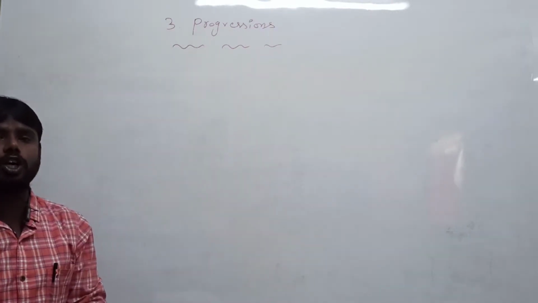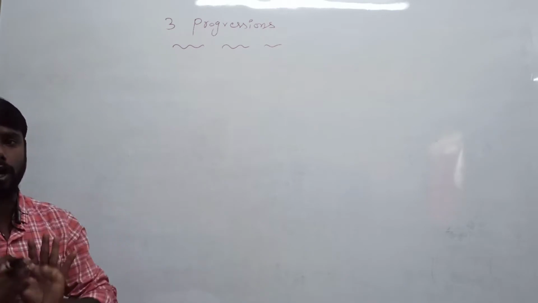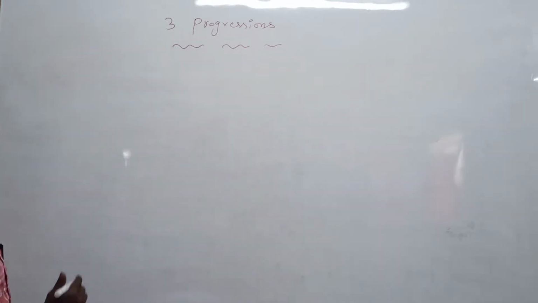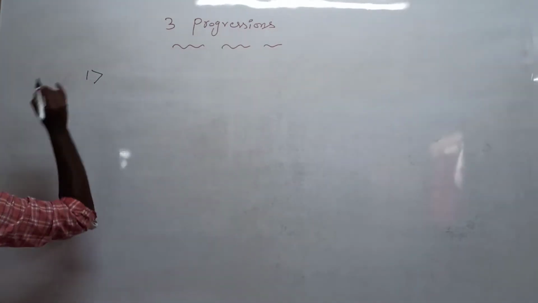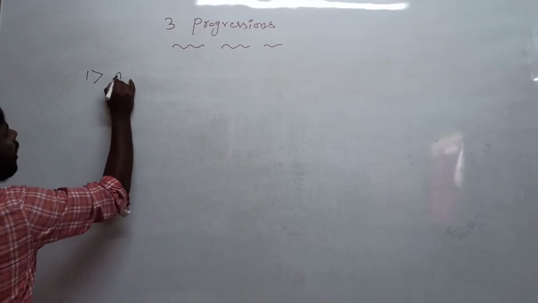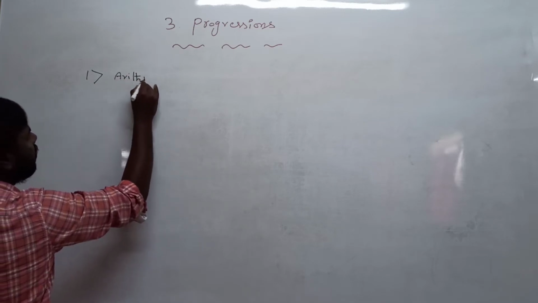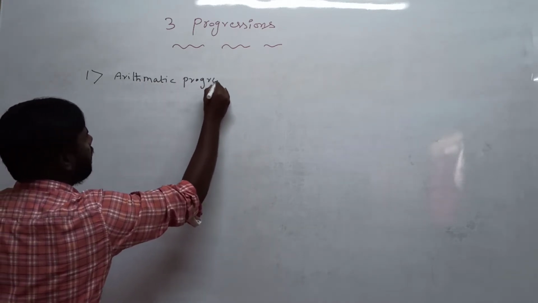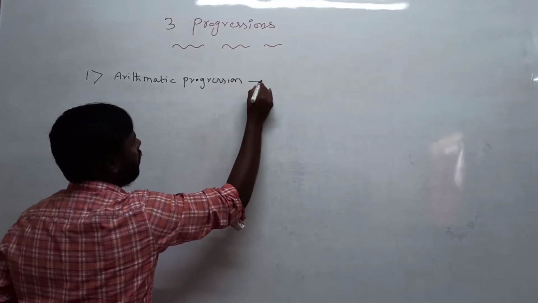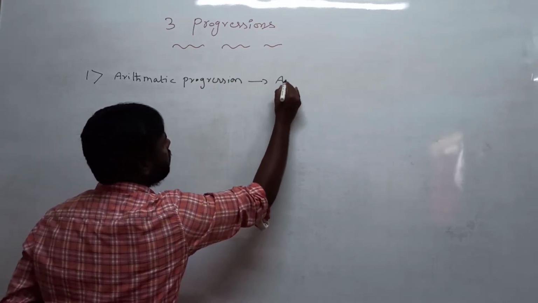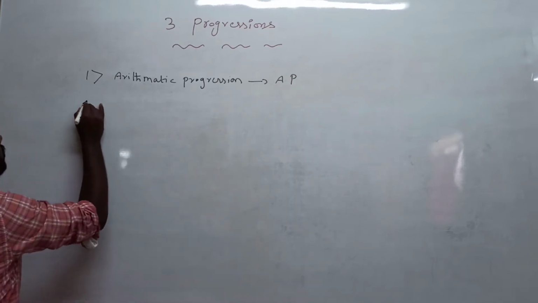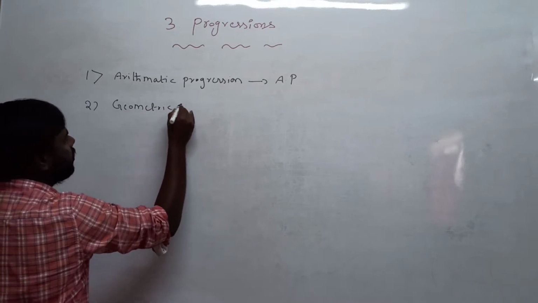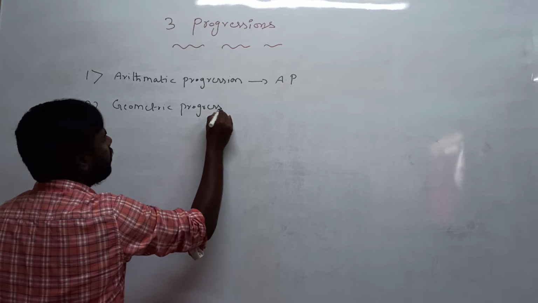This is a very easy chapter. It only depends on the formulas. Today we will discuss progressions. There are two types of progressions. The first one is arithmetic progression, whose short name is A.P. The second one is geometric progression, whose short name is G.P.